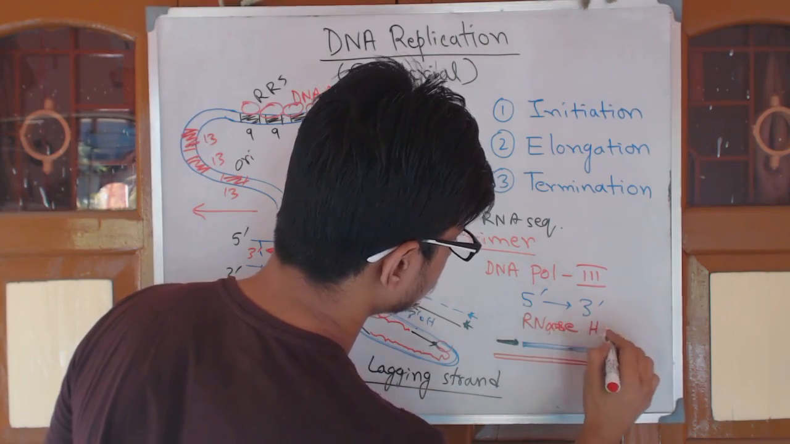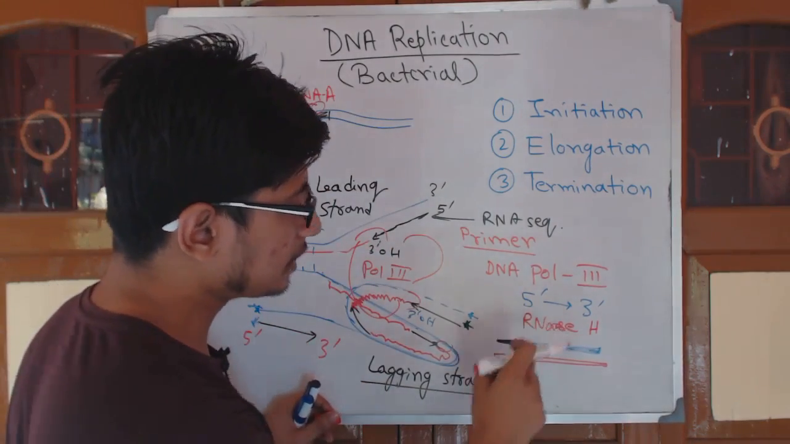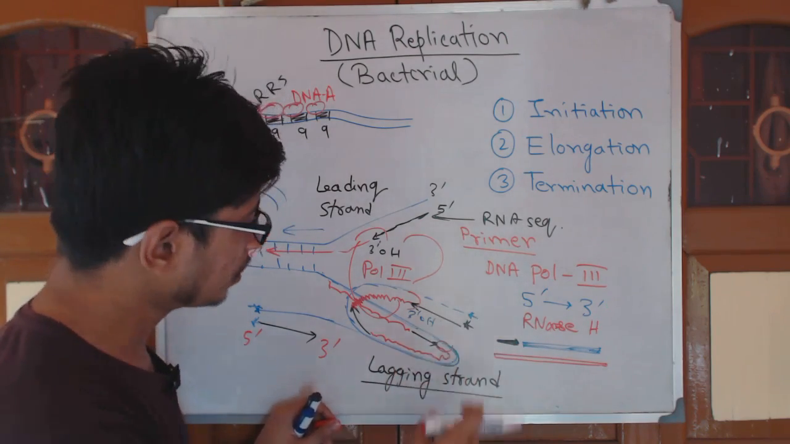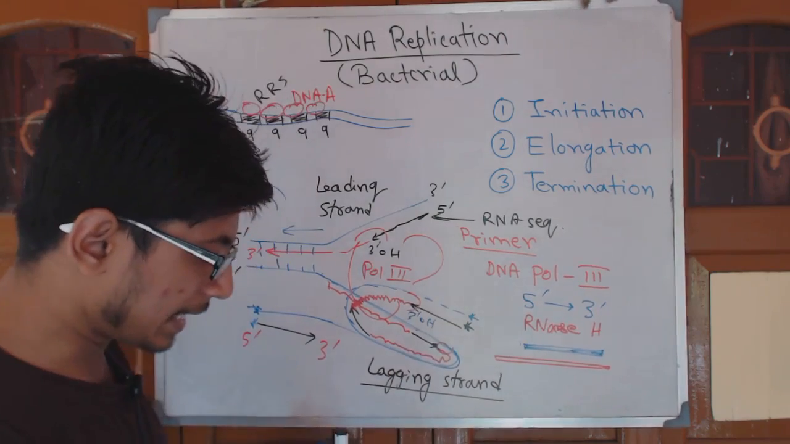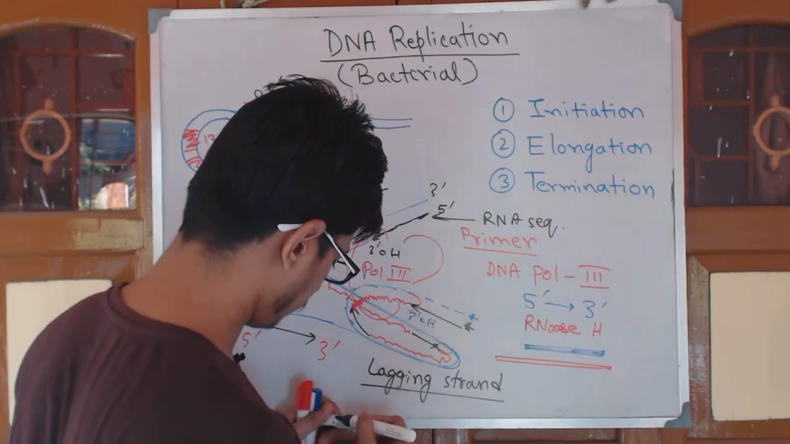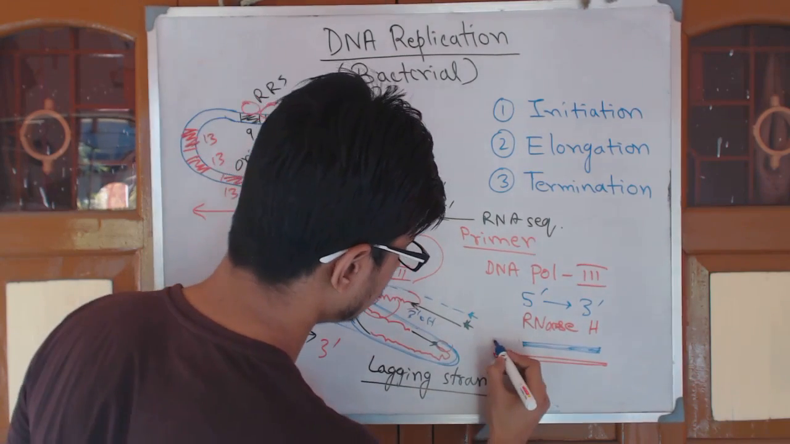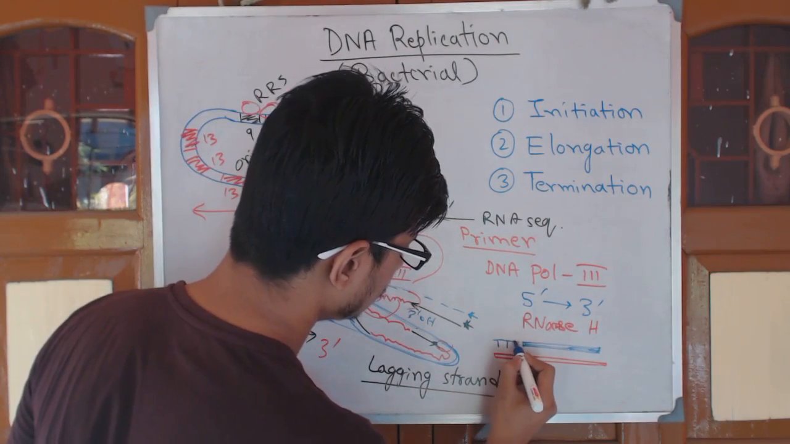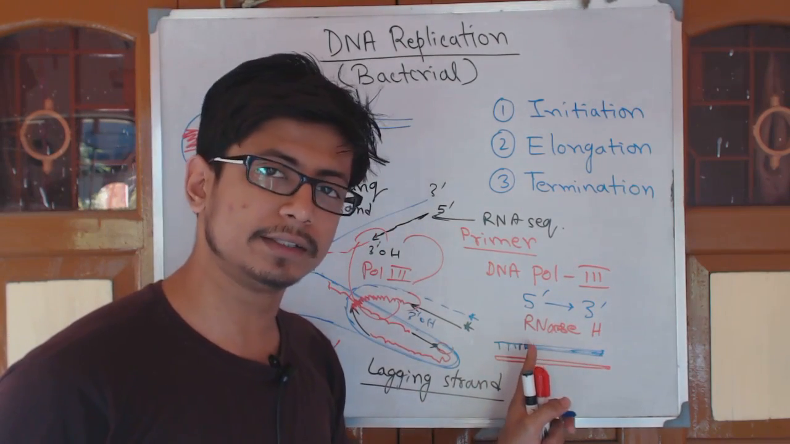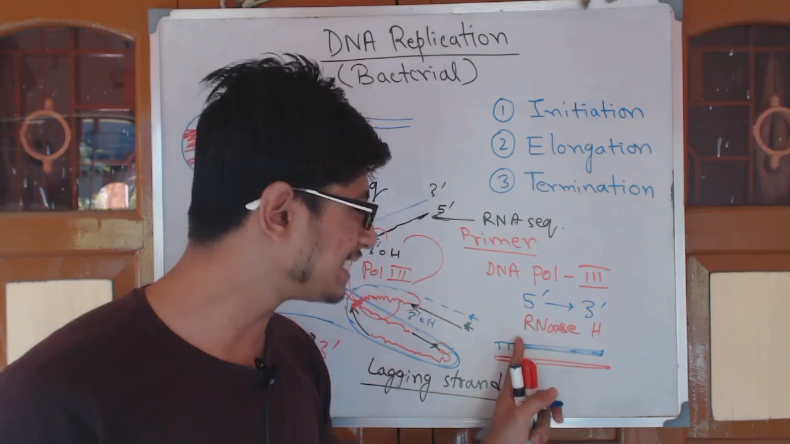RNase H. We apply RNase H and it will take this RNA, degrade these RNA strands, so they form a gap, and that gap is filled with DNA sequence. Let's take another color, DNA sequence, but again they cannot join this sequence at the end. So there is a nick.